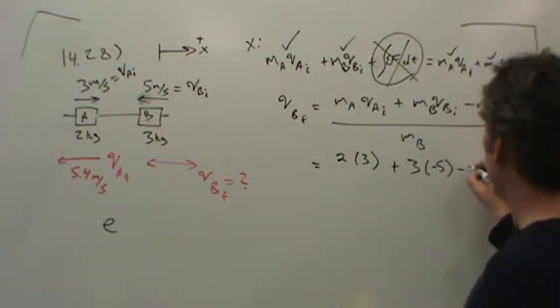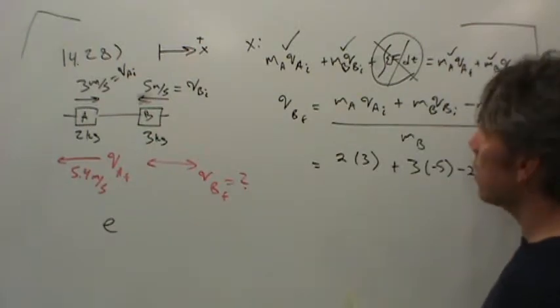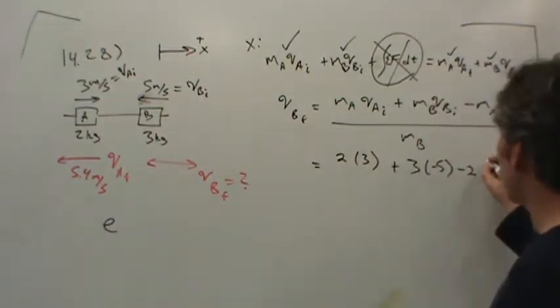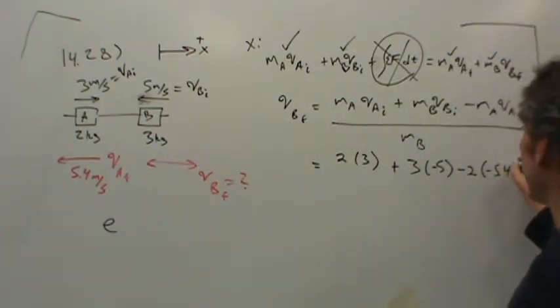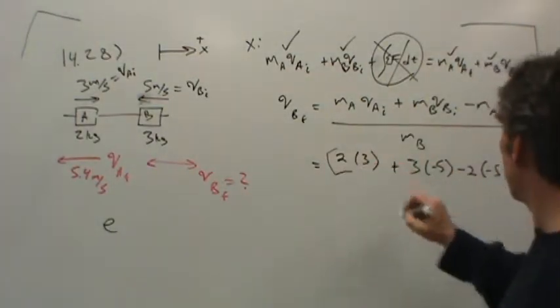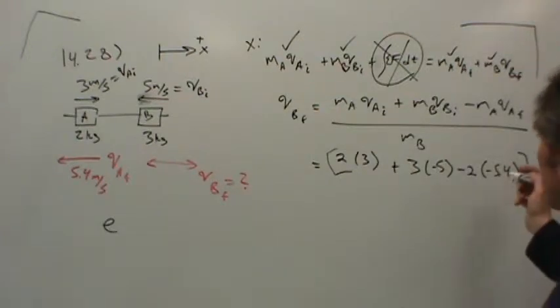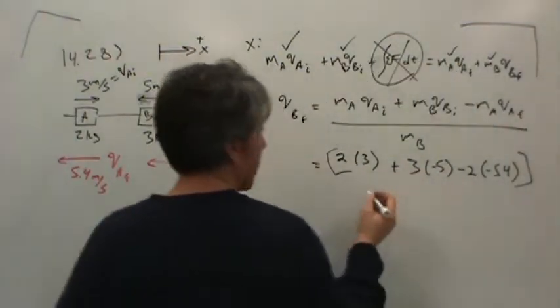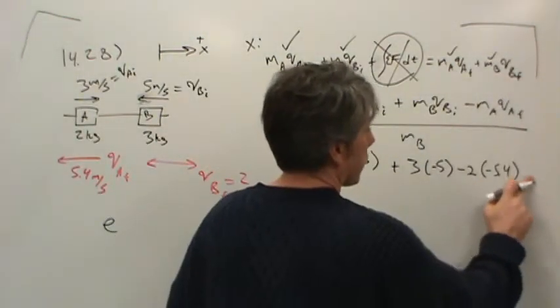Minus the mass of A, 2 kilograms, velocity of A final. We know it's to the left, so that would be a negative 5.4 meters per second. Now, all of this has units. But all of this has units of, let's see, let me just try it over here.